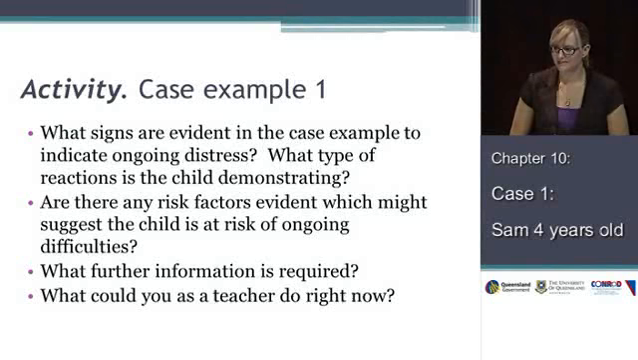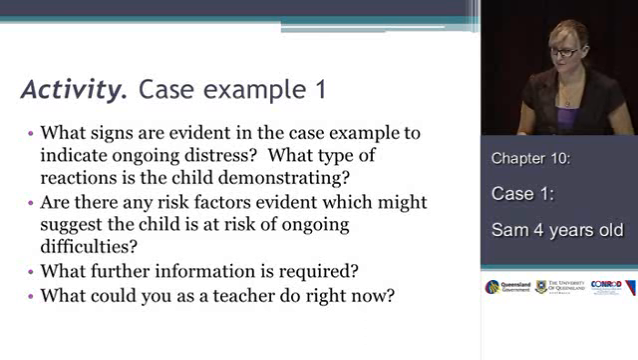Okay, so let's have a think about Sam. What sort of signs are evident in the case example to indicate ongoing distress? Well, it was quite clear that Sam's behaviour was getting worse, so it had been a change in behaviour. He was quite restless, he was having difficulty playing quietly and listening, and he was also becoming quite aggressive and pushing others and losing his temper. He also seemed quite jumpy and hard to settle, so there's quite a few signs there to indicate some ongoing distress following the trauma. So there's some sort of behavioural signs there and also some post-traumatic signs.